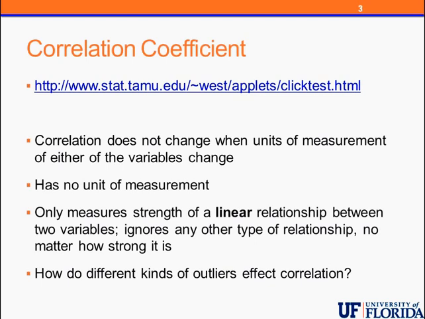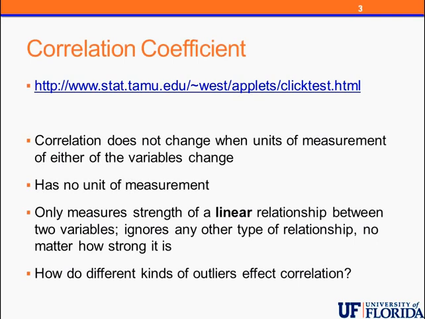Do not use Pearson's correlation coefficient if the relationship is not linear. It only measures the strength and direction of a linear relationship between two quantitative variables. It ignores any other type of relationship, no matter how strong it is. I can have a perfect relationship where the correlation is 0, and if I say there is no relationship based upon the correlation, that would be completely incorrect.